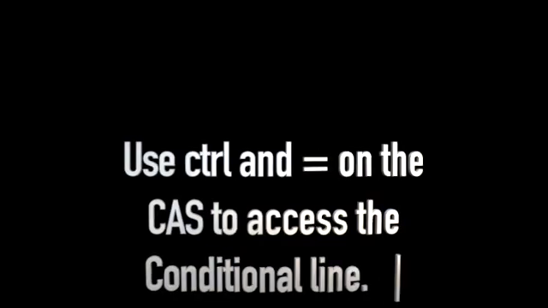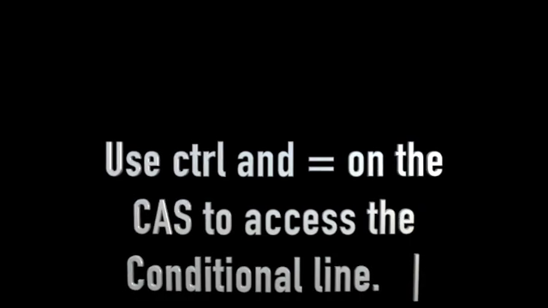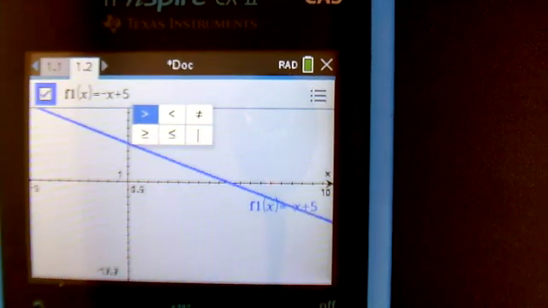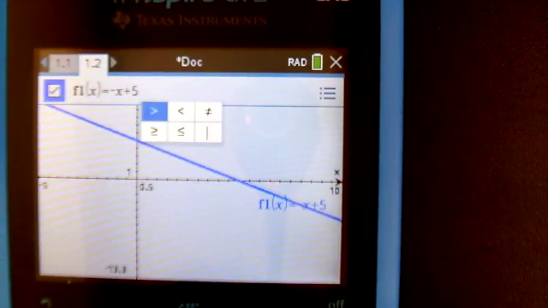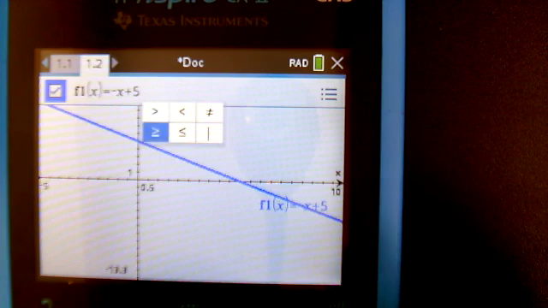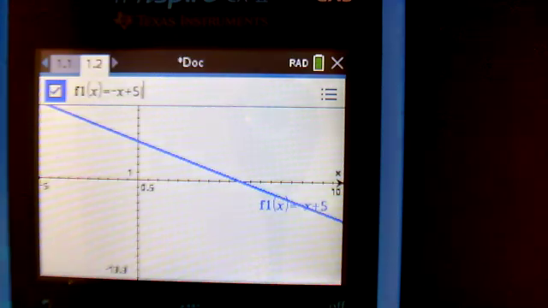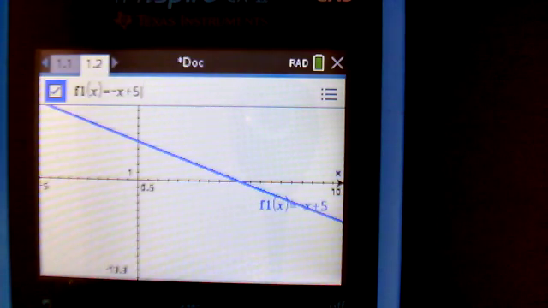To do this on the CAS, what I need to do is use control and equals to pop up this little menu with a greater than, less than, not equals to on the top line, greater than or equals to, less than or equal to, and the one that I'm really interested in, the bottom right, is the conditional line. That allows me to put in at the end a condition. So I'm going to put in the domain that I'm interested in. Okay, so I get my conditional line, and then I need to go from 1 to 6.